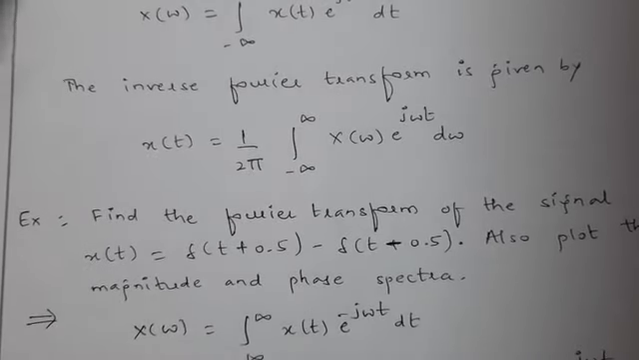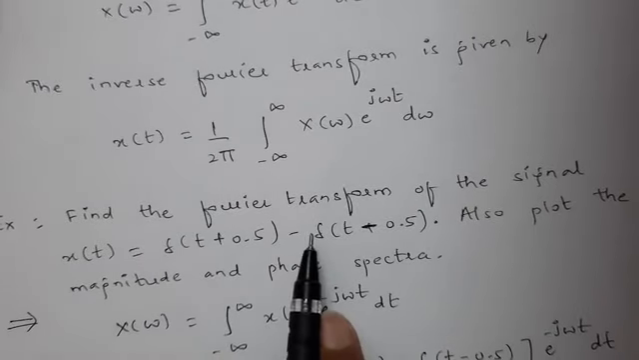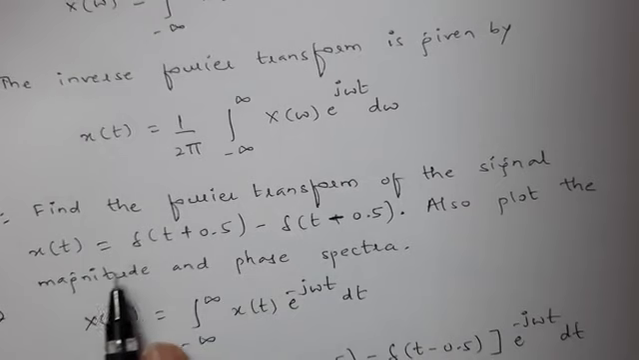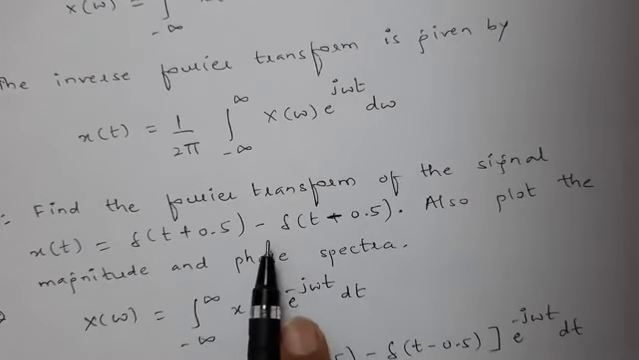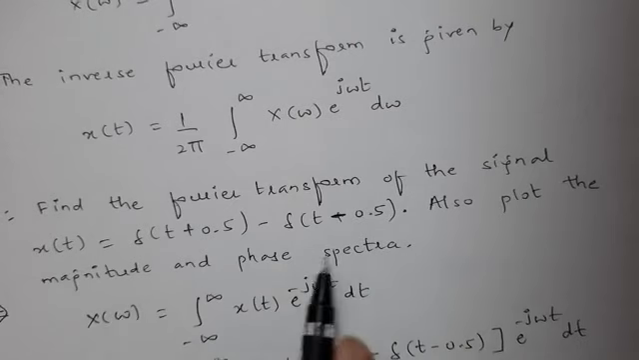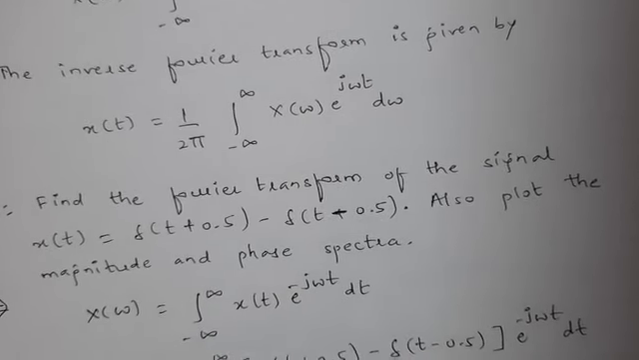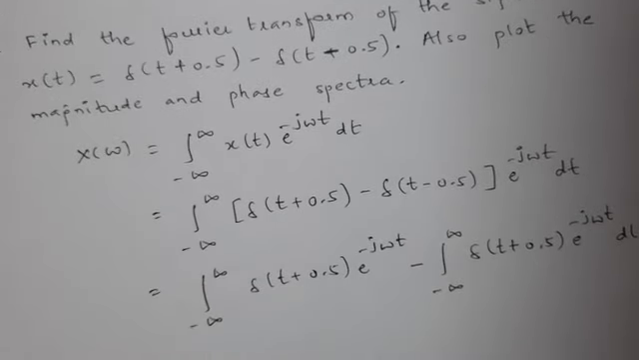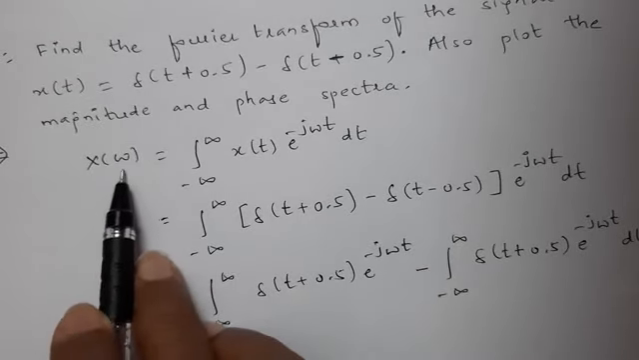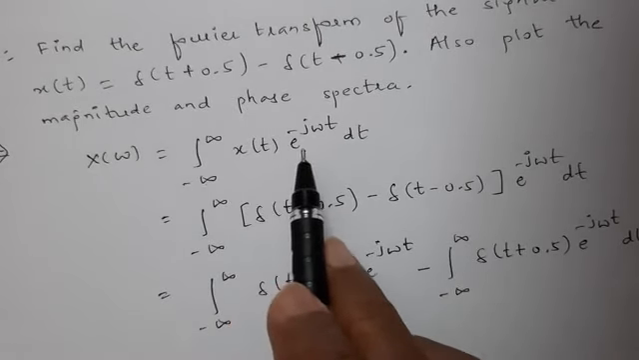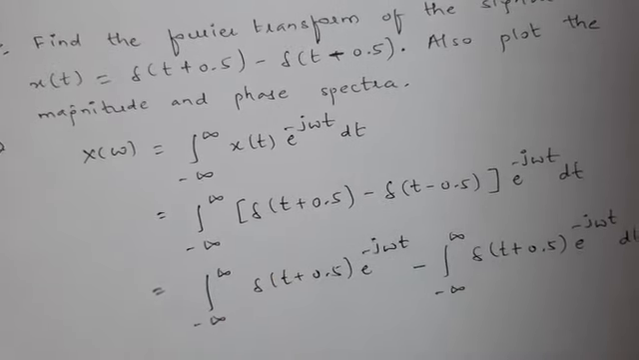First one, find the Fourier transform of the signal x(t) = δ(t + 0.5) − δ(t − 0.5). Also plot magnitude and phase spectra. x(t) is given, you are asked to find the Fourier transform. First, basically our equation X(ω) = ∫ from minus infinity to plus infinity of x(t) e^(-jωt) dt.